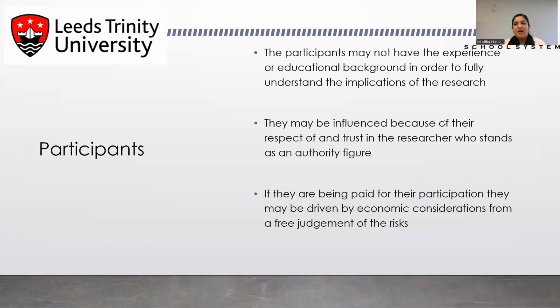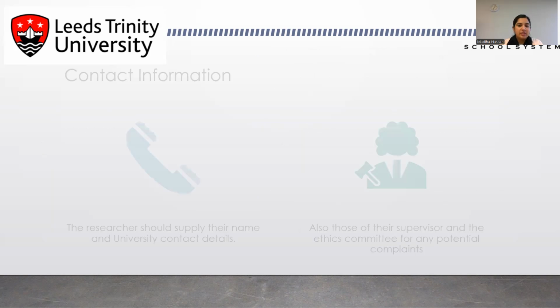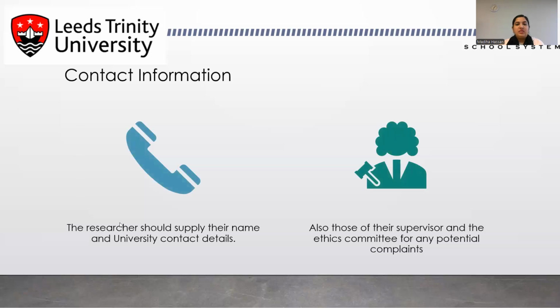Participants may not have the experience or educational background in order to fully understand the question. So it's your duty to tell them that, okay, this is what you mean by this. Assessing participant understanding: how would you test to see if a participant understands? You are going to ask questions, and you have to tell them that this is their role. Then you have to tell them any potential risks which are involved. So you have to do a risk assessment first, and then tell them that these are the potential risks that are involved in this research.